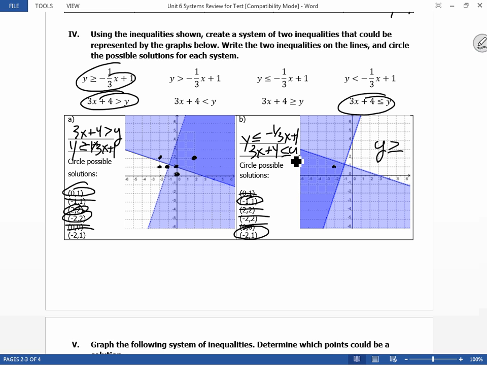Remember, if you ever get confused about shading up or down, just put your pencil on the line and go up. That's shading up.